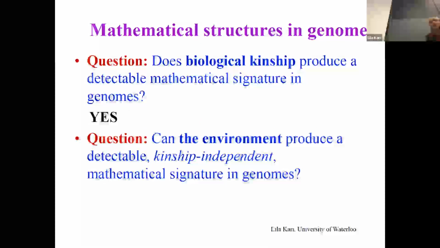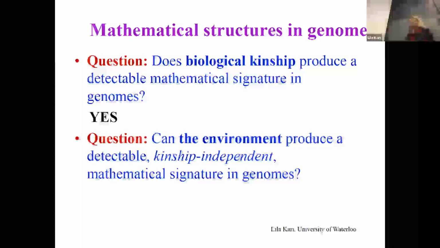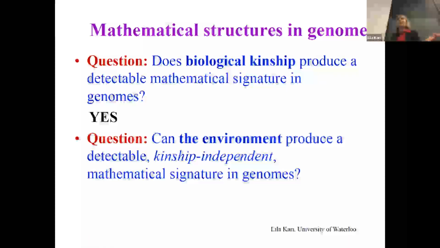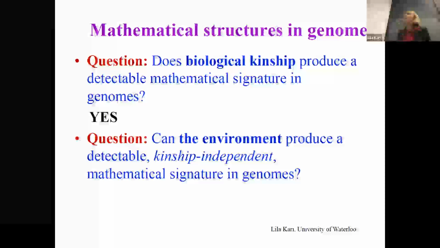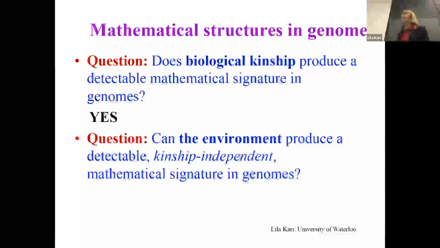Okay, so these two approaches, supervised classification and unsupervised clustering, in these papers and many other papers by us and by others, give a definitive answer to the first question that I wanted to ask. So the question was, to remind you, does biological relatedness produce a detectable mathematical signature in genomes? The answer is a resounding yes.